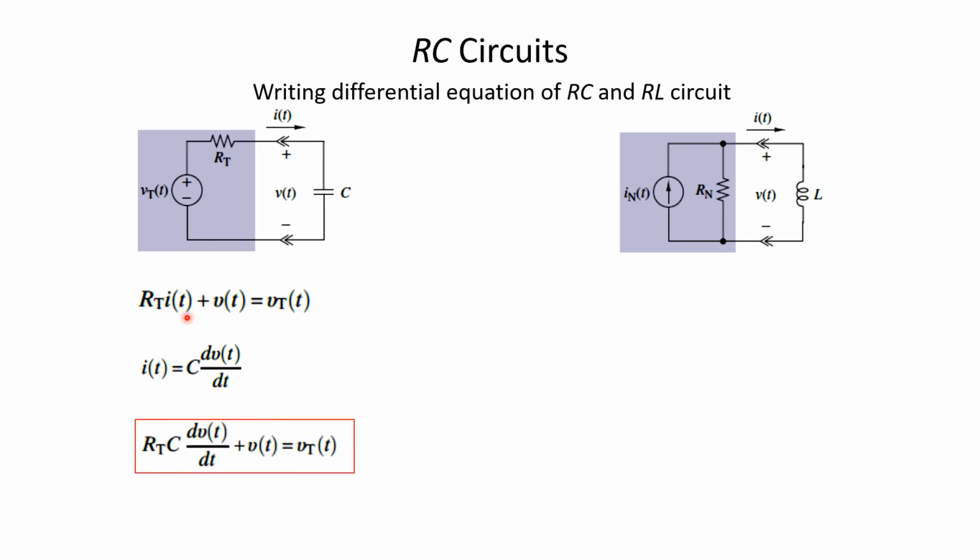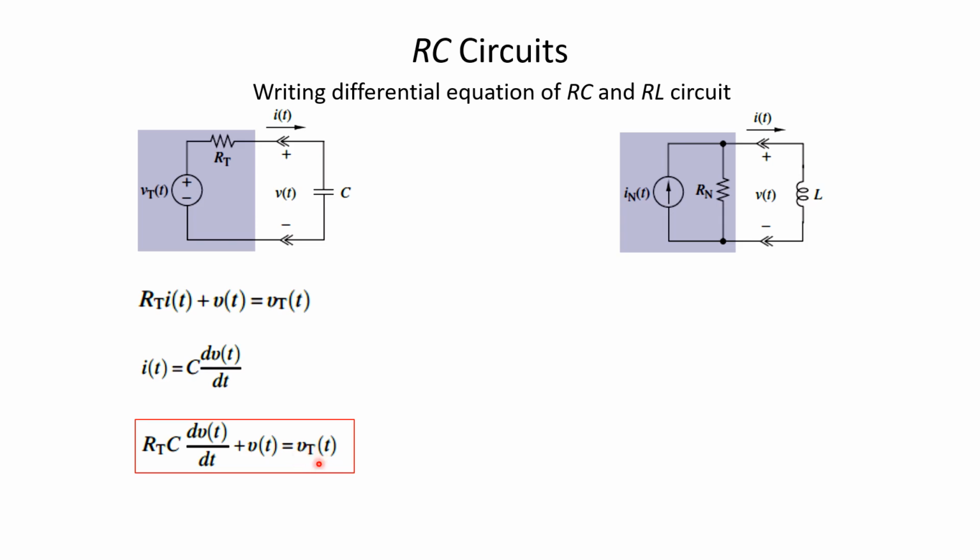So if we use this i equal to C dV by dt in this equation, where it is RT, i is C dV by dt plus V over here, and this is the right hand side. This is a first order differential equation. This is a variable which will be called the response of the circuit. This is the capacitor voltage in its natural form, and this is the first order derivative. This is a first order differential equation, and this is the right hand side.